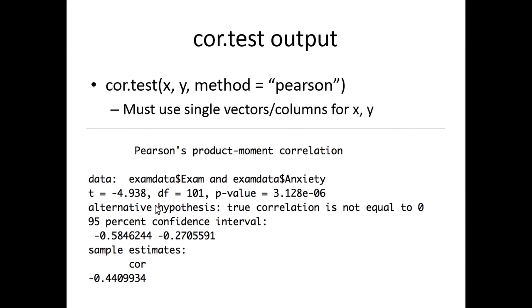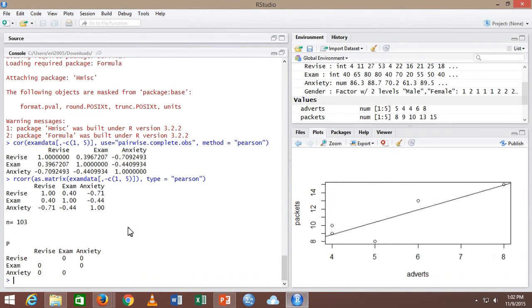So the problem with cor.test is you have to do 1 column at a time, or 2 columns at a time. So you can't do all 3 correlations at once. So it's x comma y. It's single vectors or columns at a time. Method, we've gone back to method, it goes Pearson.